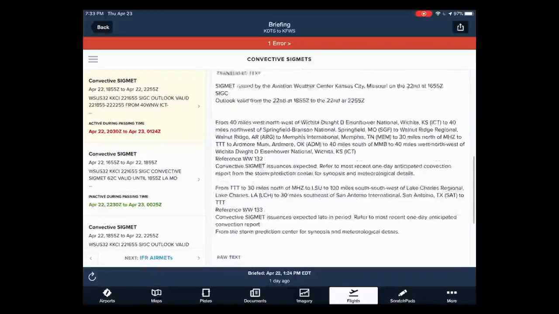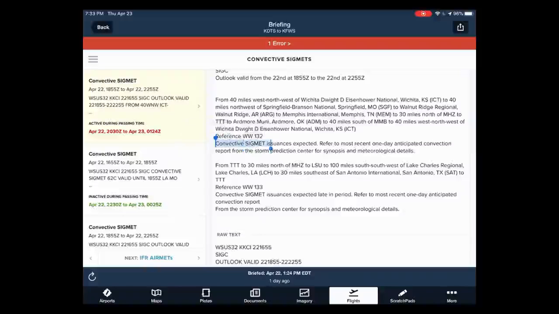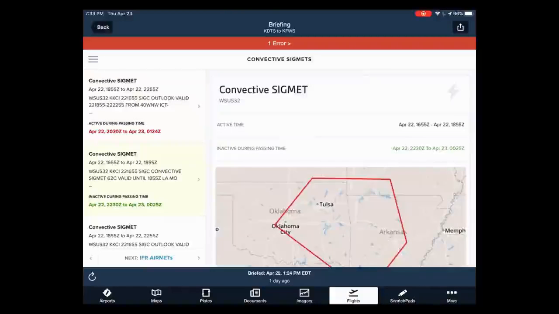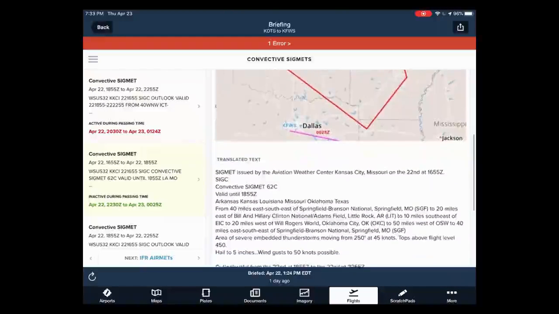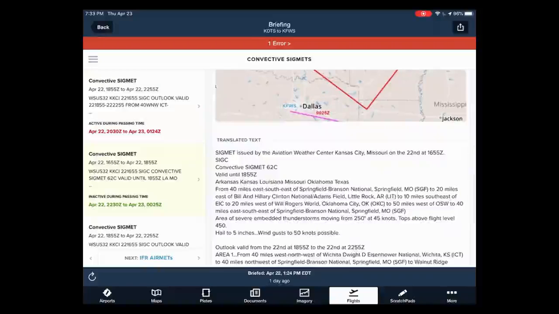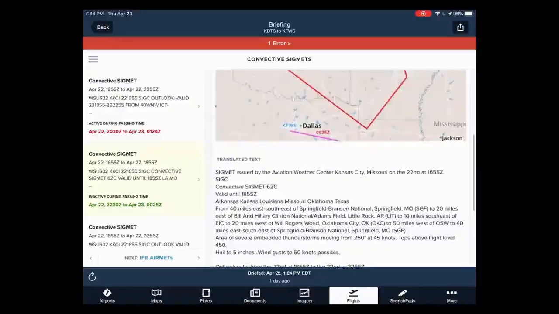So we can see it's giving us a concern that there are convective SIGMET issuances expected. Not an active convective SIGMET, but an expectation that a convective SIGMET will likely occur between those time frames. So already we know we've got a concern for some convective activity in the area. Then a separate convective SIGMET, either active or possibly an outlook. In this case, sure enough, this is an active convective SIGMET.